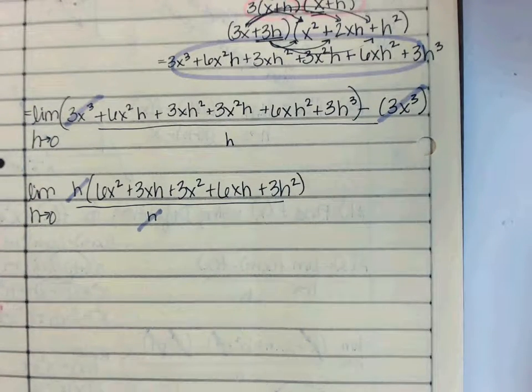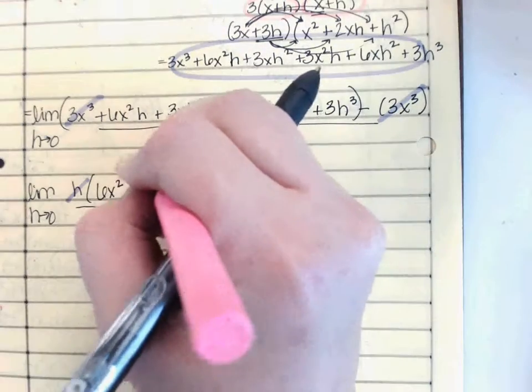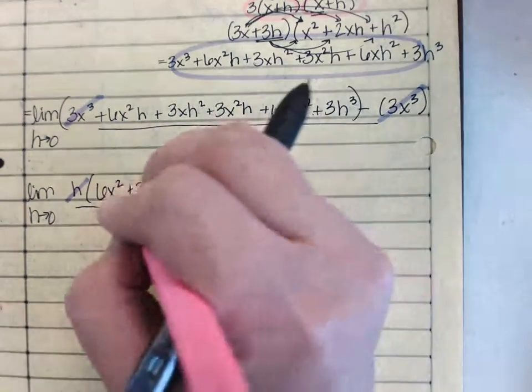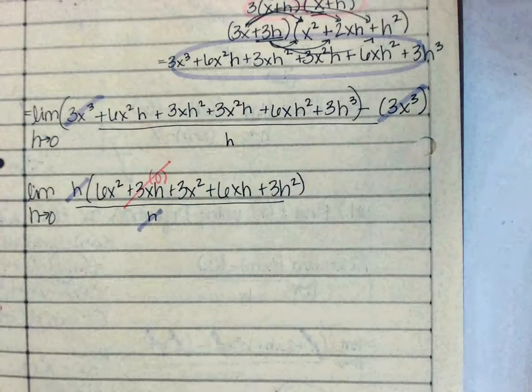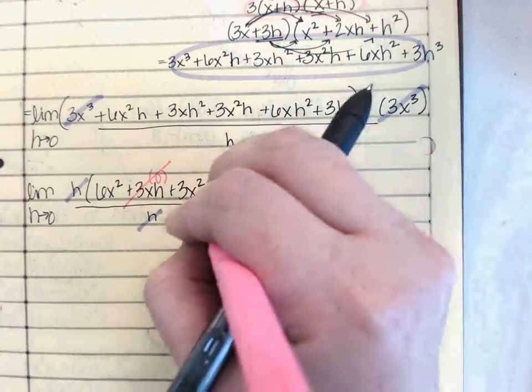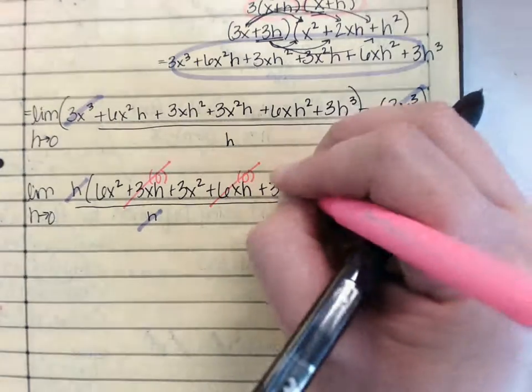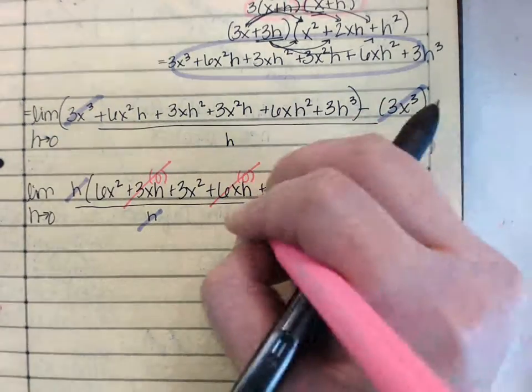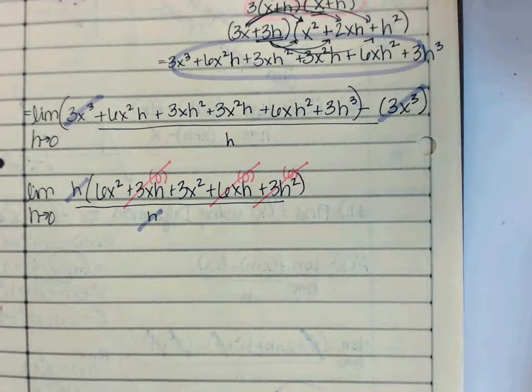So I'm putting a 0 here. What happens to my 3x? Gone. I plug in a 0 here. What happens to my 6x? I plug in a 0 here. What happens to my 3h squared? Gone. What are the only two terms left? 6x squared and 3x squared. What did they add to?